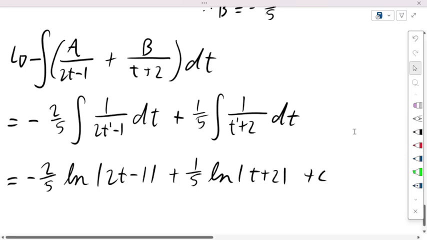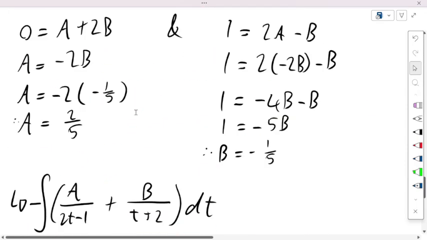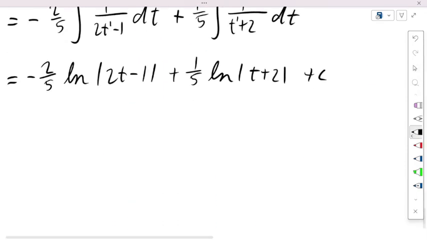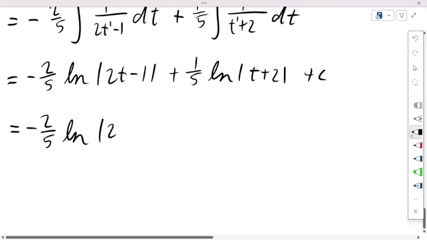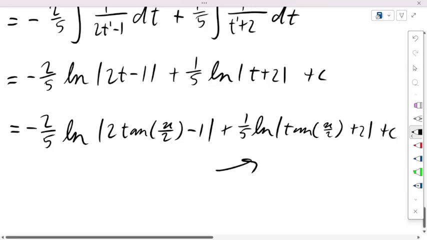But now remember that we need to end our answer in terms of x. So we know that t is equal to tangent of x over 2. So let's go back. Wherever we see t, we're replacing with tangent of x over 2. So negative 2 over 5, natural log of absolute value of 2 tangent x over 2 minus 1, plus 1 over 5, natural log of absolute value of tangent of x over 2 plus 2, plus c. And that is our final answer for our first integral.